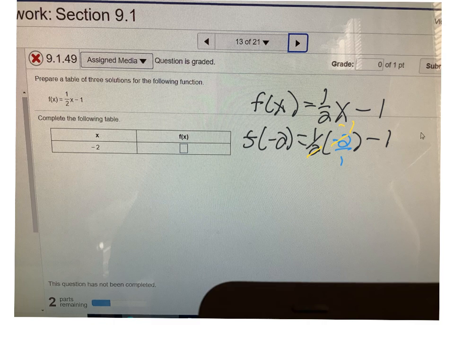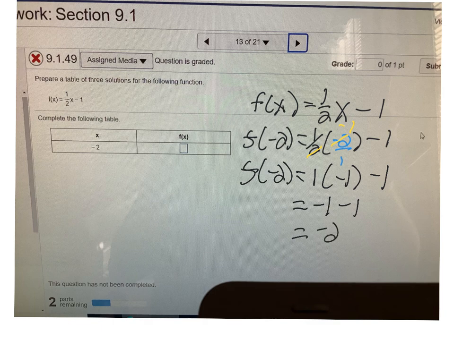And so we're going to have f of -2 equals 1 times -1 minus 1. Well, that product is -1 minus 1. And so the answer, f of -2 equals -2. And so that's what they want here, -2.